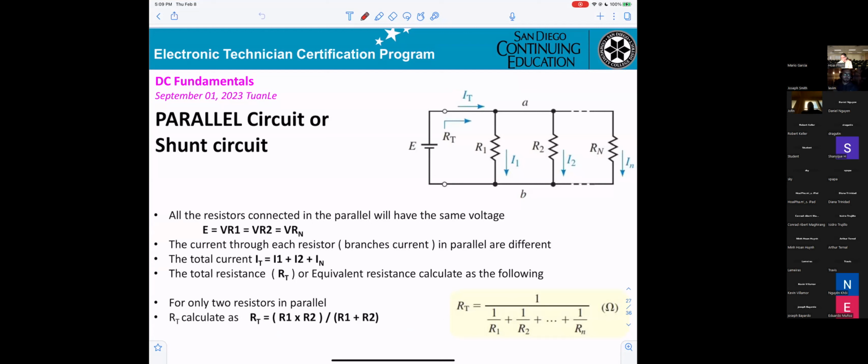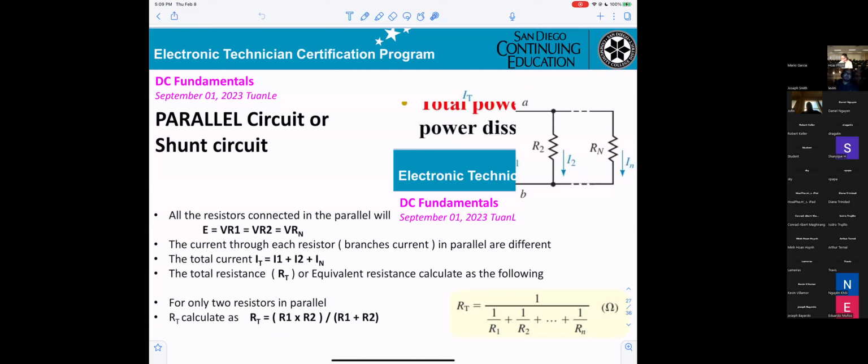Okay, now we try to get through the DC parallel circuit. Okay, so quickly get it done.